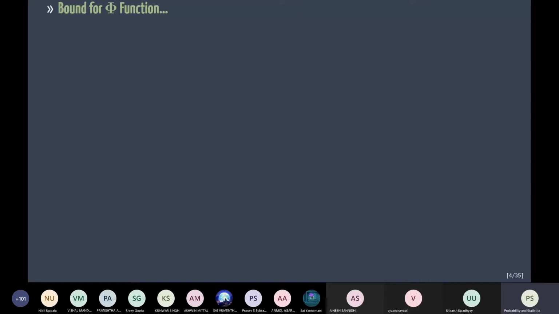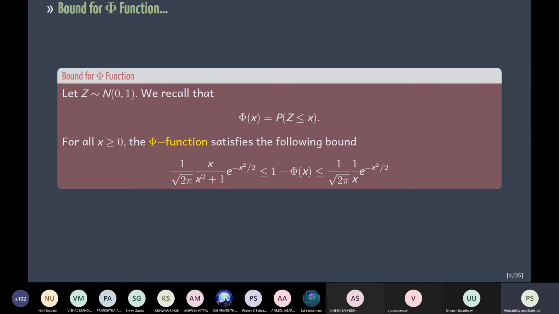Okay, so let us start with the standard normal. And last time, if you recall, we were deriving the bound of the phi function, right? So if z is normal 0, 1, then we recall that the CDF, which is phi of x, is nothing but the probability that z is less than or equal to x. So phi x is just a notation used for the CDF of the normal. Then for all x greater than or equal to 0, the phi function satisfies the following bound. Okay, so this is the bound that it satisfies, and these bounds are useful. We will see in future.